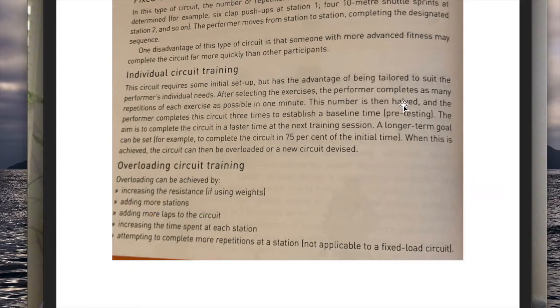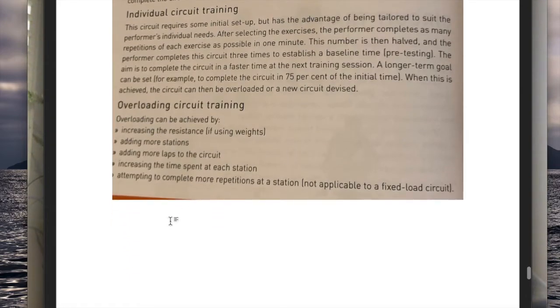I do that for all my other exercises as well, and then I'm trying to complete that session, that circuit, as quickly as possible. The next time I complete that circuit with the same number of push-ups, now 20, I want to do it faster. And then you set yourself a goal. If I can complete it in 75% of what the initial time was, then I'm going to overload and create a new circuit. So I'll set another minute, I'll see how many push-ups I can do, I'll half it, and I'll go through that process again.